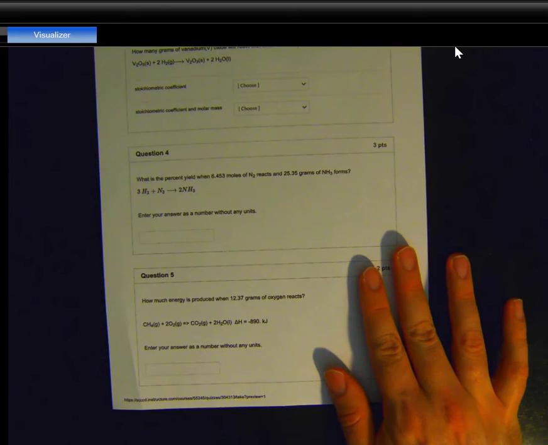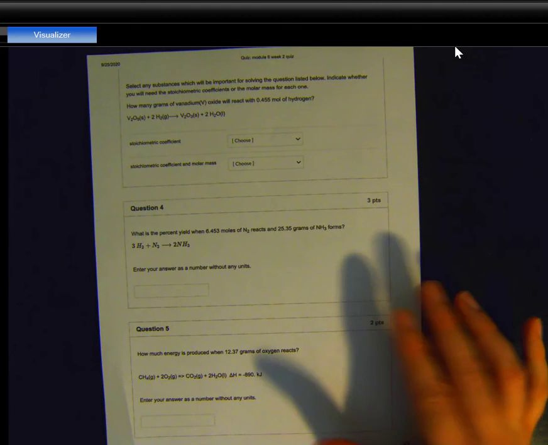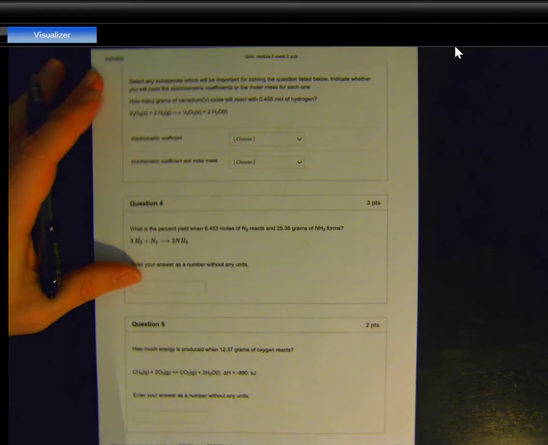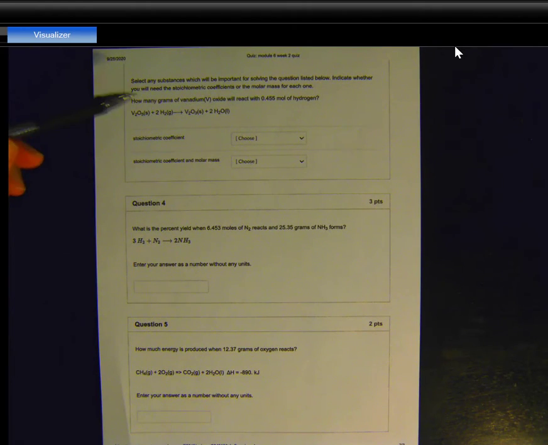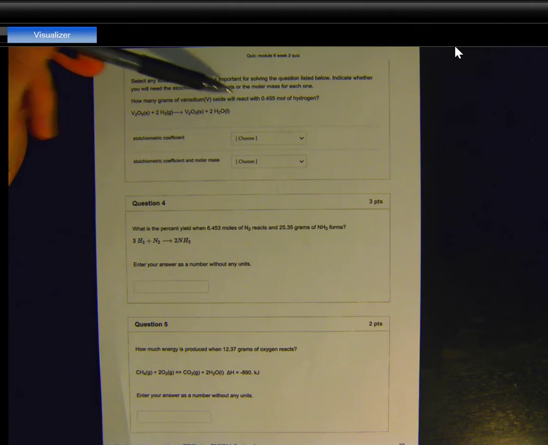Okay, so question 3. Let's look at question 3. Question 3 says, select any substances which will be important for solving the question listed below. Indicate whether you will need the stoichiometric coefficients or the molar mass for each one. So the question here is, how many grams of vanadium 5 oxide will react with 0.455 moles of hydrogen?